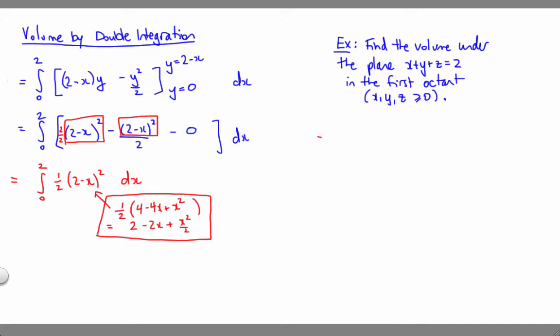So continuing over here, I'm going to copy down the integral, copy down the dx, and we're just going to clean up that integrand now. We've simplified that. We know a simpler way to write it is 2 minus 2x plus x squared over 2. Great, so we're all set to do our final integration now.